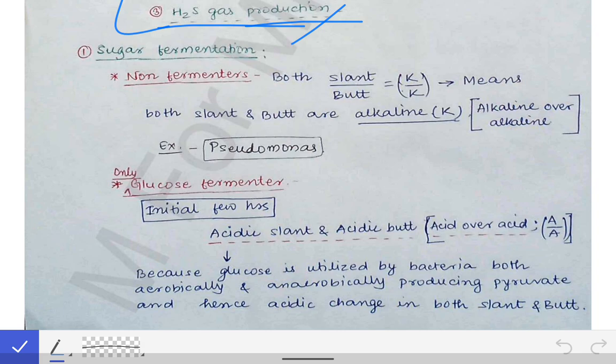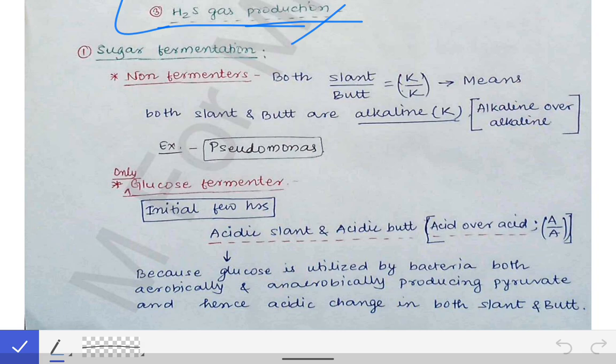In the non fermenters, we know that non-fermenters means they will not be metabolizing any of the sugars. So if they are not metabolizing any of the sugars, that means no acid or no pyruvic acid will be produced. That means color change will not occur. So if the color change is not occurring, that means the color of the media will be red only. Okay, it will not change to yellow. So if it is not changing to yellow, that means the reaction is alkaline.